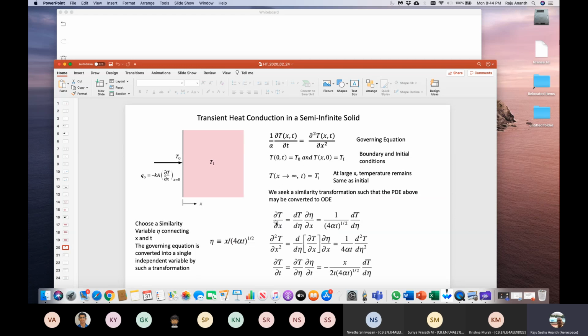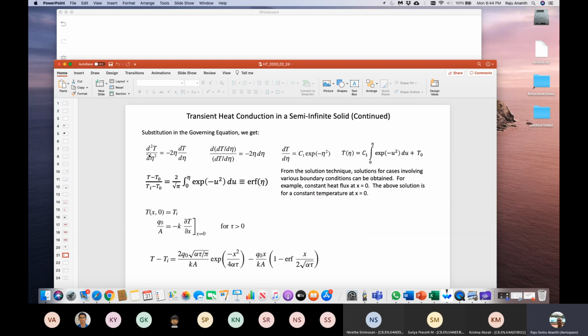That is how I get dT/dx, d squared T over dx squared, and so on and so forth. I perform these differentiations, and then I put them into the governing equation. I get one single ordinary differential equation, second order with respect to eta. Now temperature is only a function of this non-dimensional variable. I've combined x and t, so it becomes like this, and I can easily solve for this.